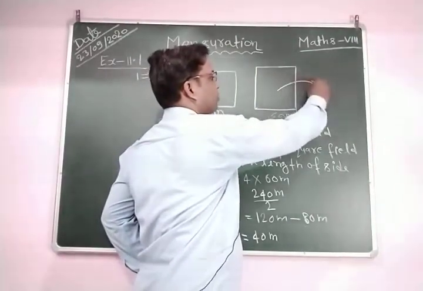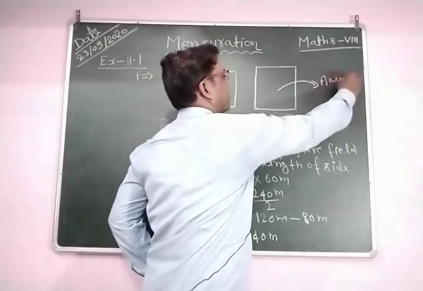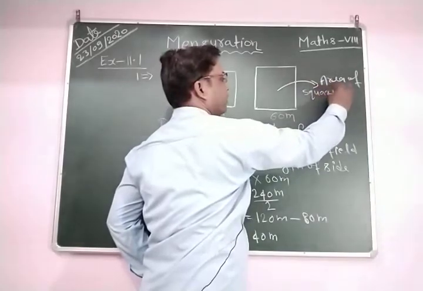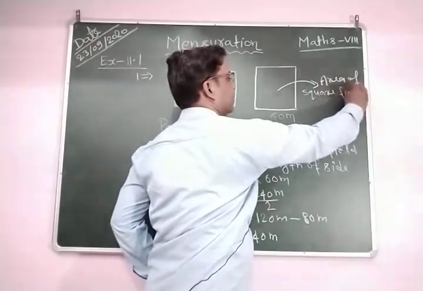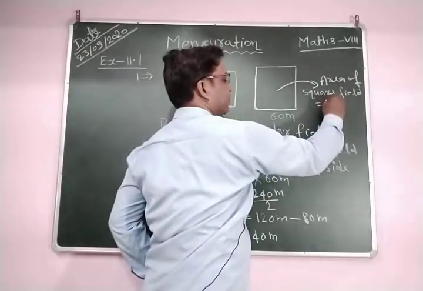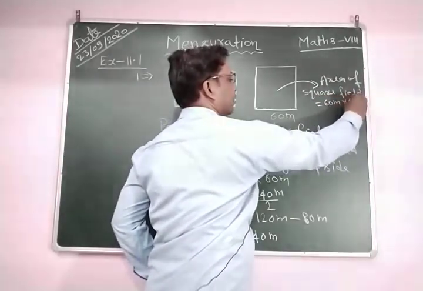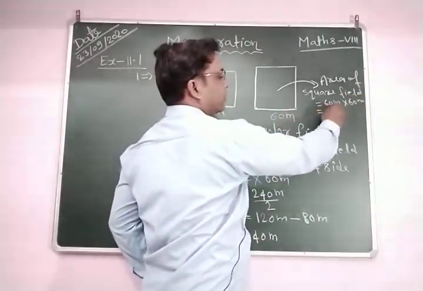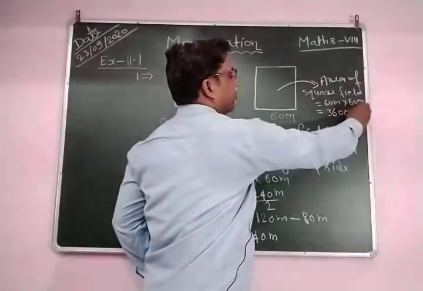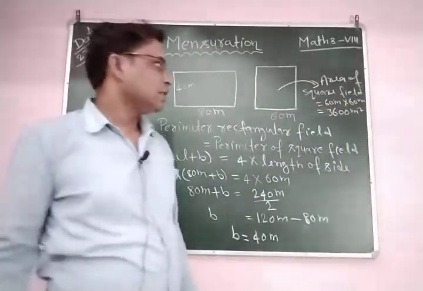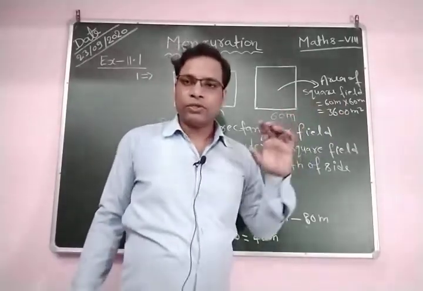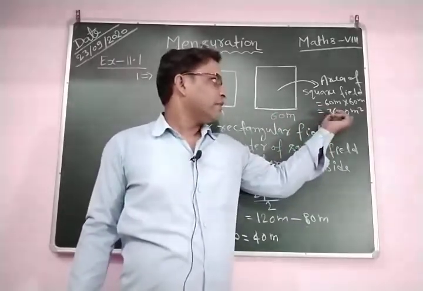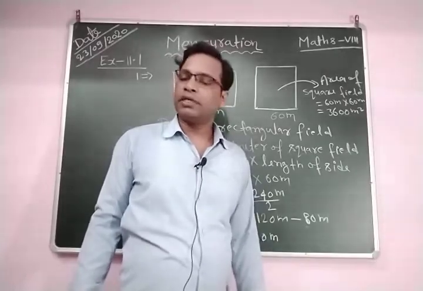We can write the area of the square field is equal to 60 meters into 60 meters. So this is equal to 3600 square meters. So you can see we found the area of the square field is side into side, which means 60 meters, the given side, into 60 meters again. So the area of the square field is 3600 square meters.